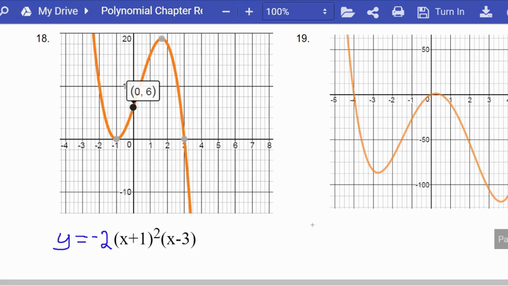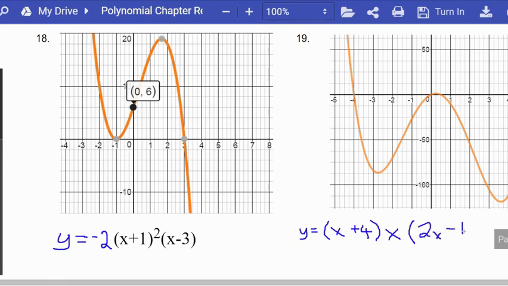It looks like we're crossing at -4, so x plus 4. Looks like we're crossing at 0, so x minus 0. Looks like we're probably crossing at x equals 1/2. So actually, maybe instead of writing x minus a half, that's kind of a weird thing in a polynomial. Maybe I'll say 2x minus 1, because x equals 1/2 would make that equal to 0. And then x equals 5, and so we'll have x minus 5.